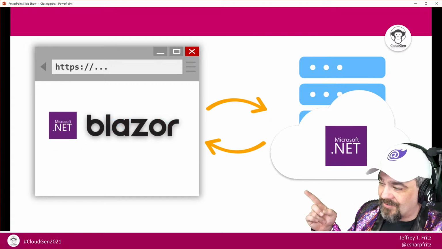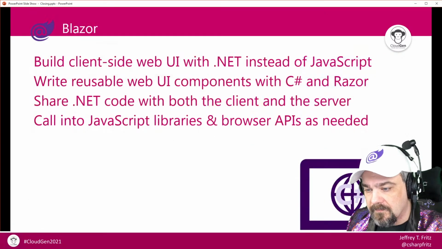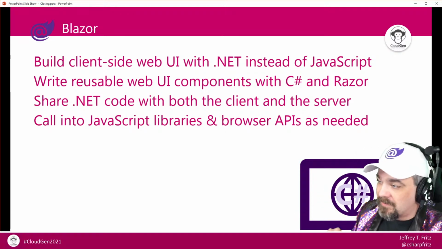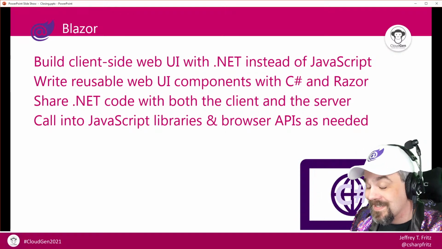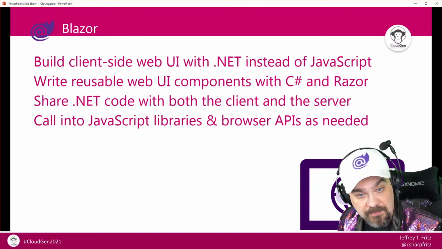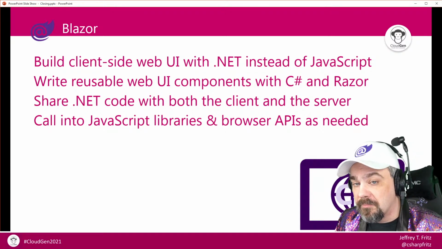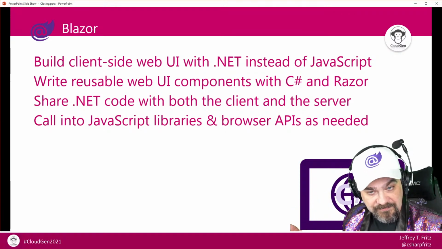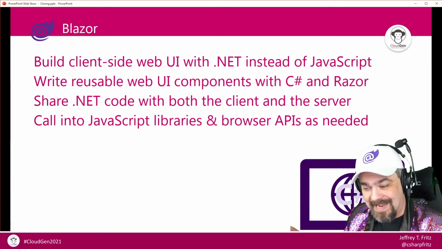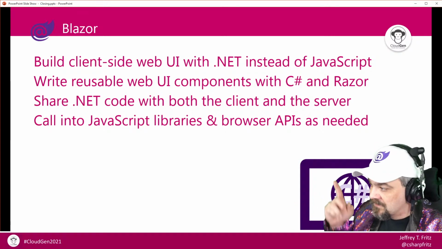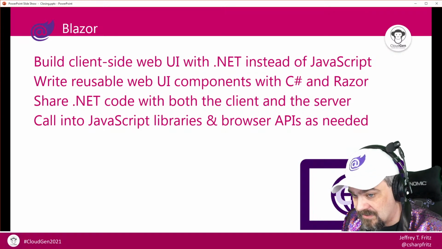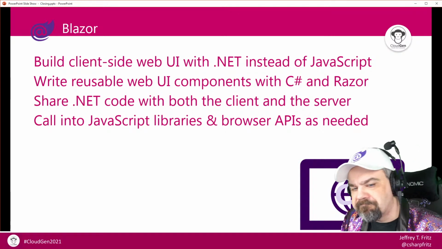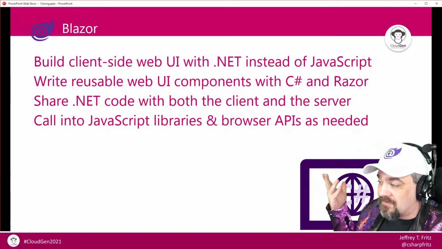So you can run Blazor in the browser, and it'll make requests to the server instead. So with our Blazor applications, we can build client-side web user interface with .NET instead of JavaScript. We can write reusable web components with C# and Razor. So where you might have directives in Angular and components in React that you're referencing and pushing around, we can do that with C# and Razor. If you're a .NET developer, that's pretty familiar to you. Share .NET code with both the client and the server.